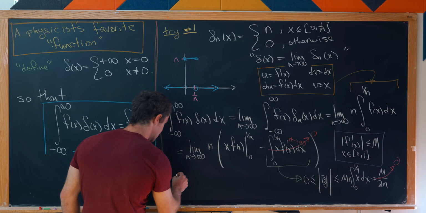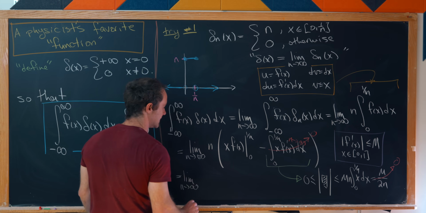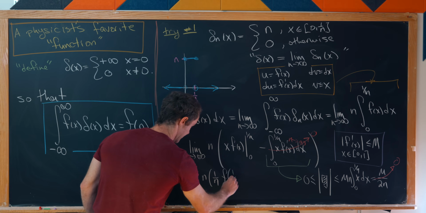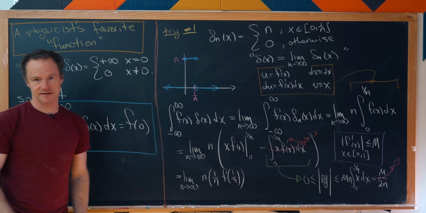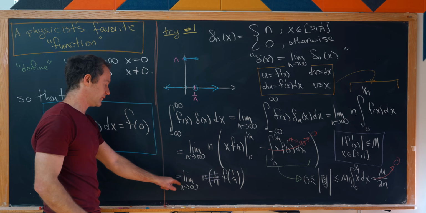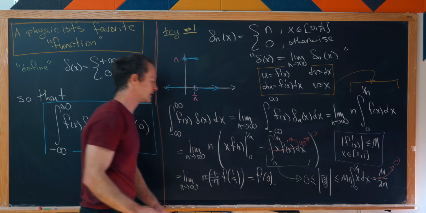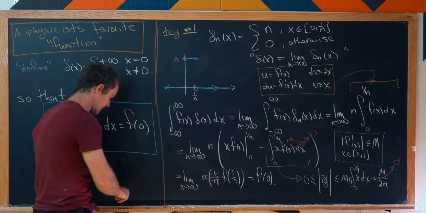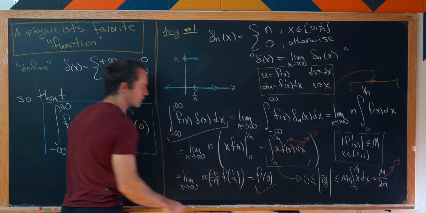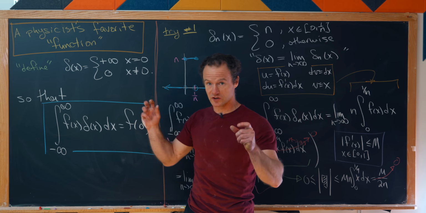Okay, so let's see, that's going to leave us with the following limit to finish us off. We have the limit as n goes to infinity of n times 1 over n times f of 1 over n. Okay, nice. But n times 1 over n is clearly equal to 1. Then if we take the limit as n goes to infinity of f of 1 over n, we get f of 0 as needed. So just to connect the dots, we started here and we ended with f of 0, which was our physicists' defining property of this delta function.